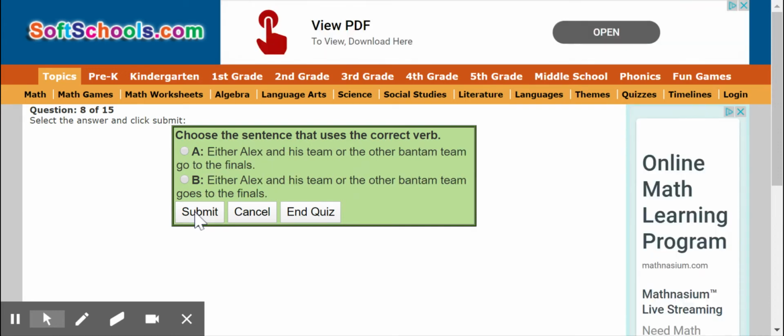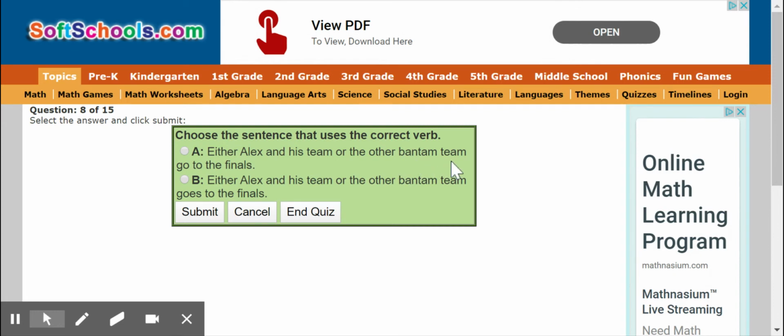8. Okay, here we have an either or. Same as neither nor. Either Alex and his team or the other Bantam team go to the finals or goes to the finals. In this case, we have to pick, now this is a little bit tricky because it has either Alex and his team, and then the or comes in, or the other Bantam team.